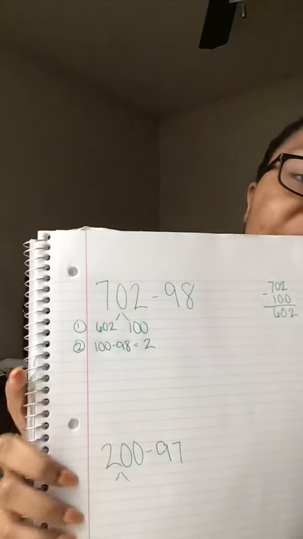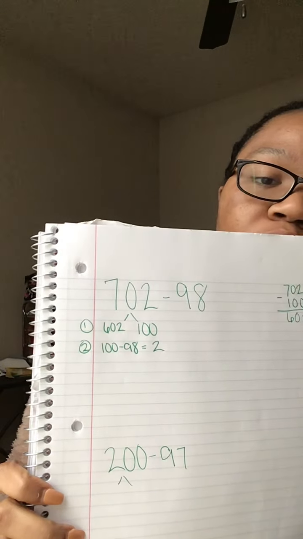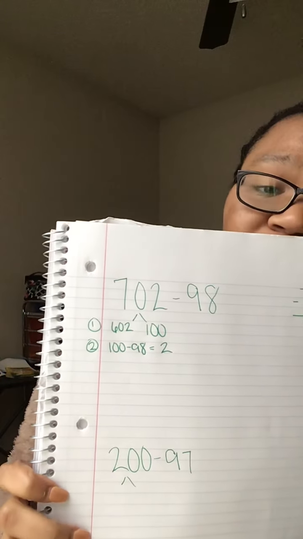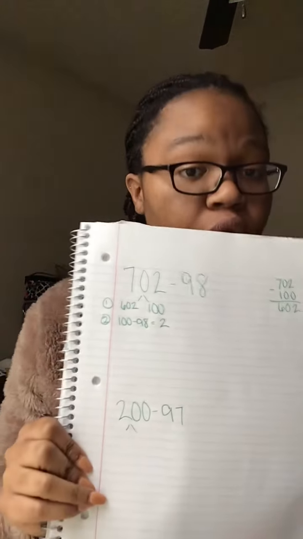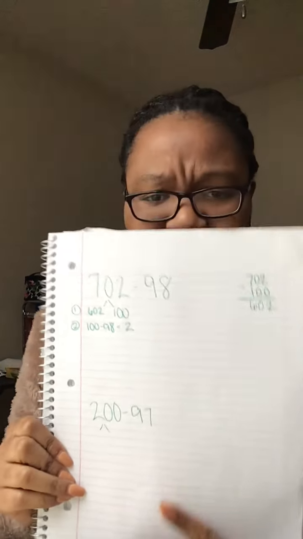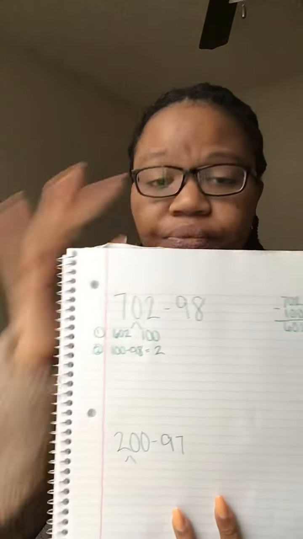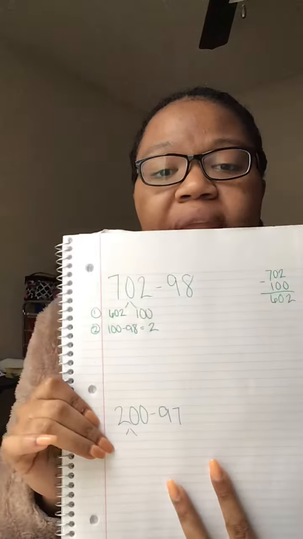So 100 minus 98 equals 2. And it's okay to use your 100 chart. That is a great resource to use when subtracting, even when adding too. Now, you know our third step. What's our third step? We have to add. So step 3 is to add.